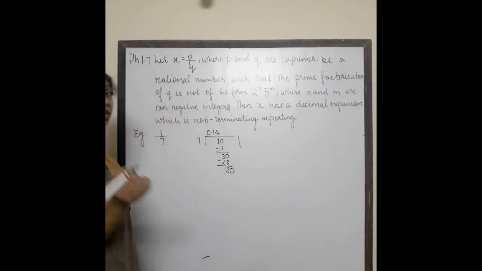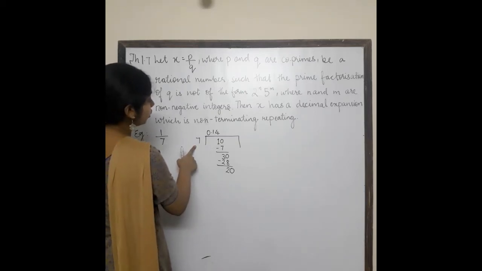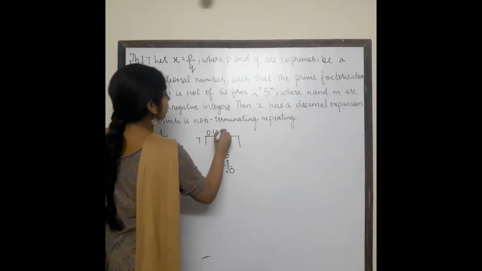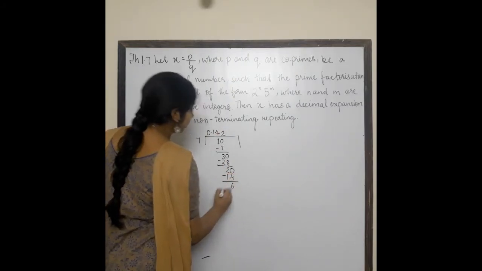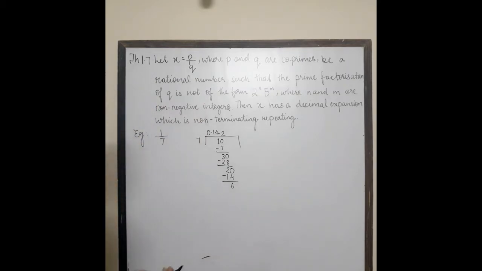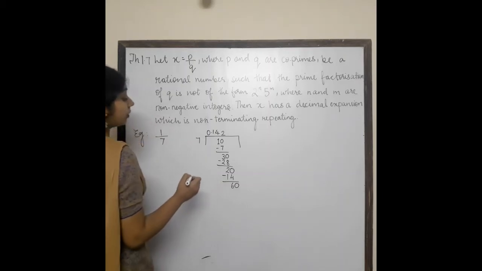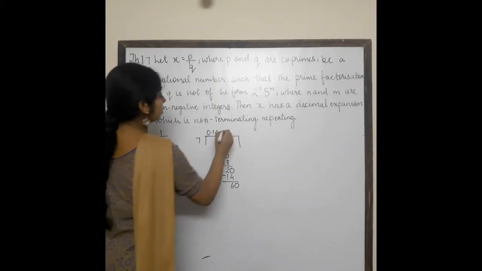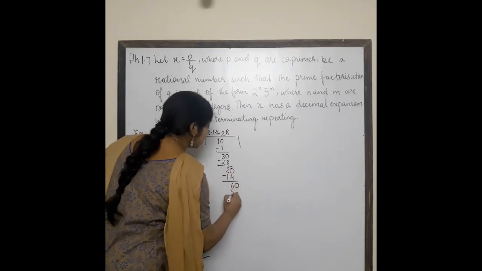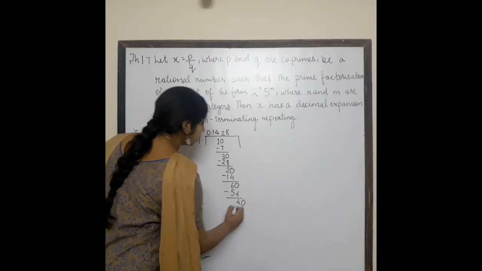And let us see if this time the decimal expansion is terminating or not. We have 7 twos are 14, 7 threes are 21. So 7 twos are 14. 20 minus 14 is 6. Again, it is not terminating. Let us take 0 over here. 7 eights are 56, 7 nines are 63. So 7 eights are 56. 60 minus 56 will give us 4. Add a 0 over here.